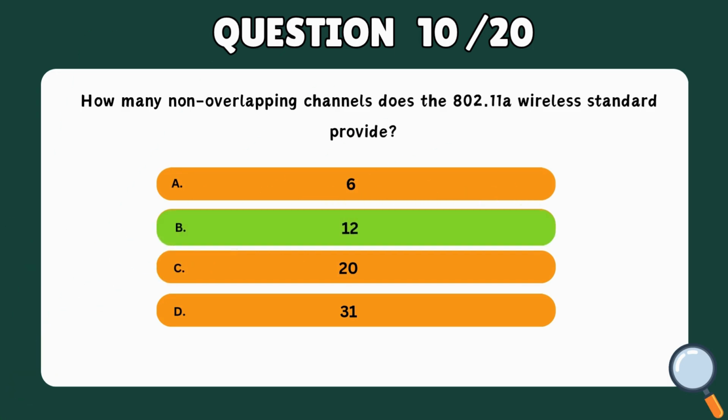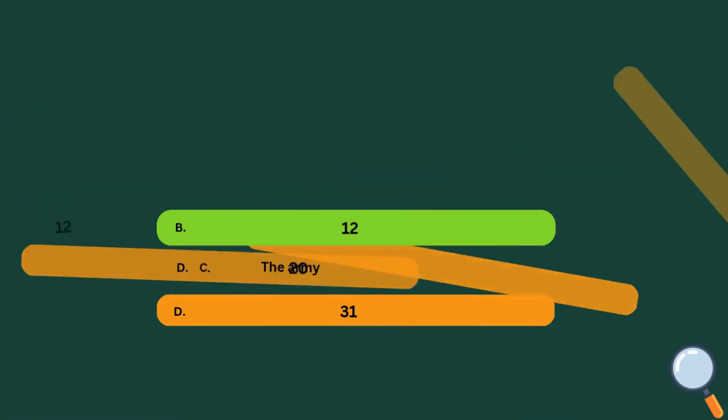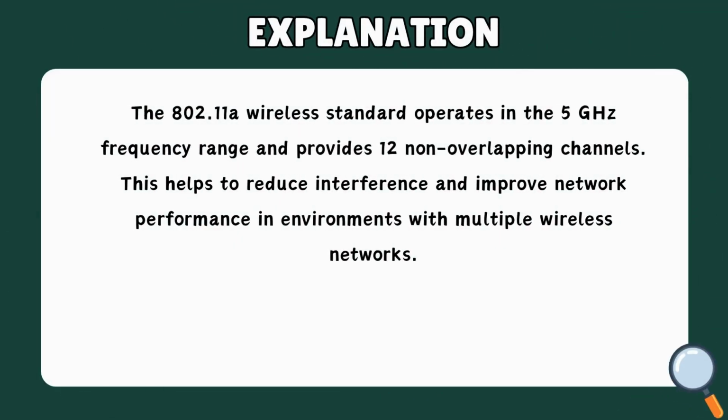Correct answer: B. 12. The 802.11a wireless standard operates in the 5 GHz frequency range and provides 12 non-overlapping channels. This helps to reduce interference and improve network performance in environments with multiple wireless networks.